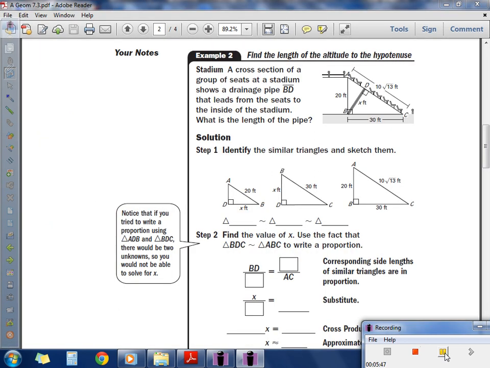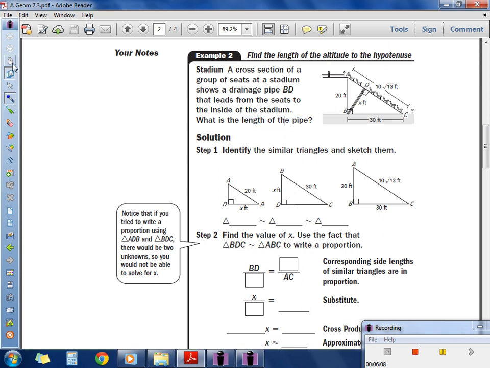Example 2 gets a bit more challenging because it labels the sides with variables and numbers. It wants you to use that picture up there and generate the 3 triangles. Well, luckily for you, it's already generated. They're in the same orientation and they're already labeled. So they took out all the work. The question said, what's the length of the pipe?